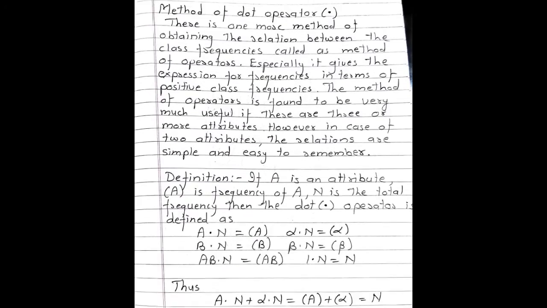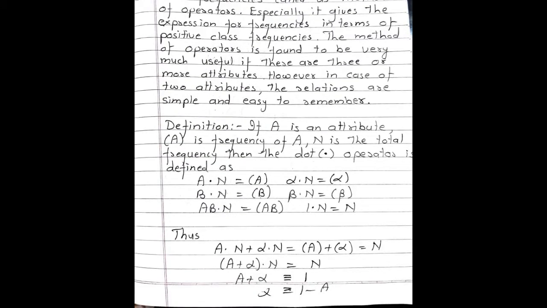Definition: if A is an attribute, (A) is the frequency of A, N is the total frequency, then the dot operator is defined as A dot N is equal to the frequency of A, alpha dot N is equal to the frequency of class alpha, B dot N is equal to the frequency of class B, beta dot N is equal to the frequency of class beta, AB dot N is nothing but the frequency of class AB, and 1 dot N is equal to N.